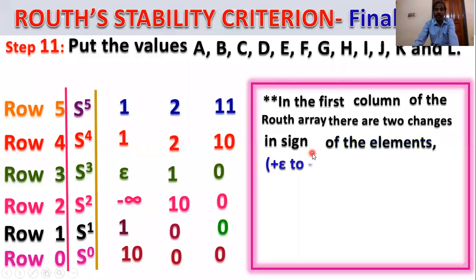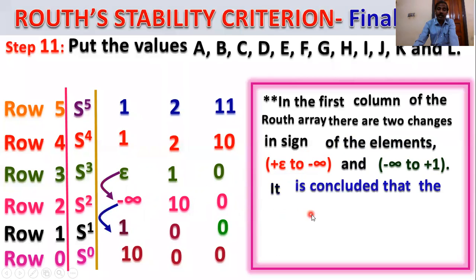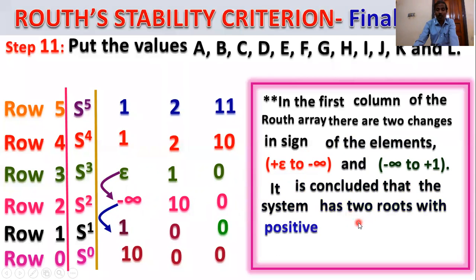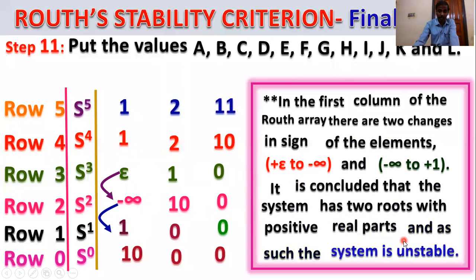So the system is unstable. That is, plus epsilon to minus infinity, and minus infinity to plus 1. It is concluded that the system has two roots with positive real parts, and as such the system is unstable. So this is the conclusion: system unstable.